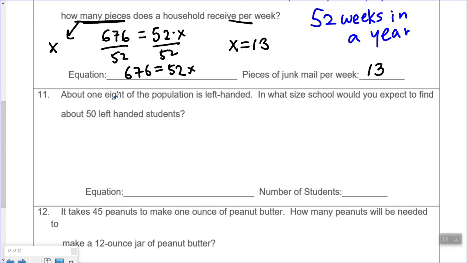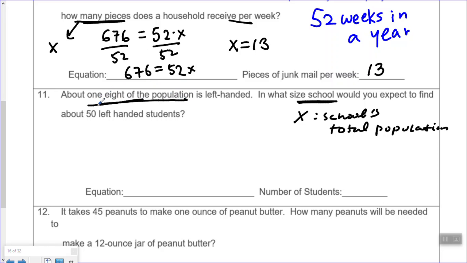And about 1/8 of the population is left-handed. In what size school do you expect to find about 50 left-handed students? So the size of the school population, let's say it's X. This is the school's total population. And remember, 1/8 of the population. "Of" is multiplication. 1/8 is 1/8.